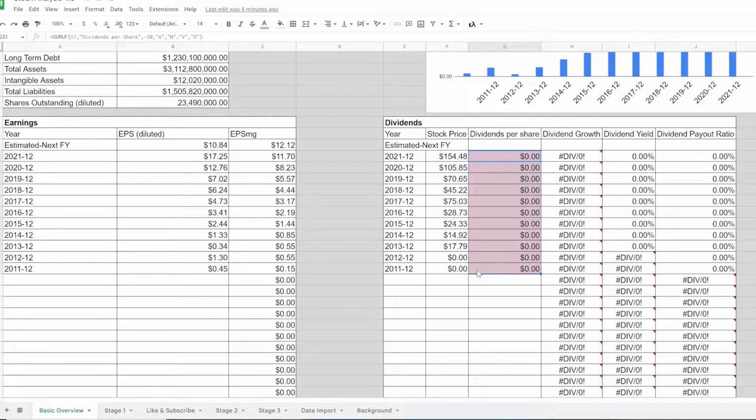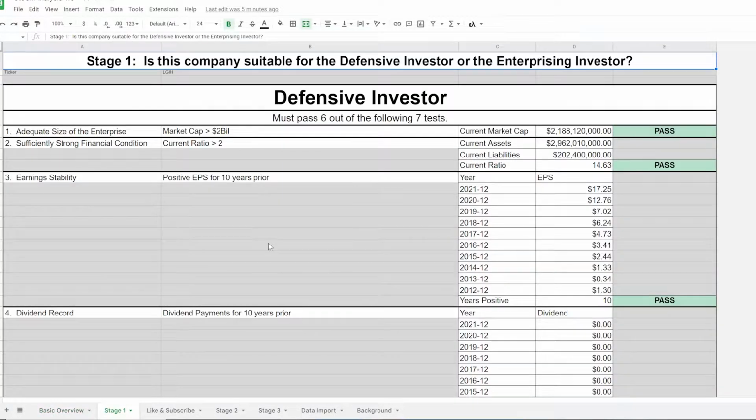So this company does not pay a dividend, so we don't have much data to work with, obviously. And there isn't much to say about that. No dividend is not a thing that we like to see with Modern stuff, but let's take a look and see how the company fares in the valuation.